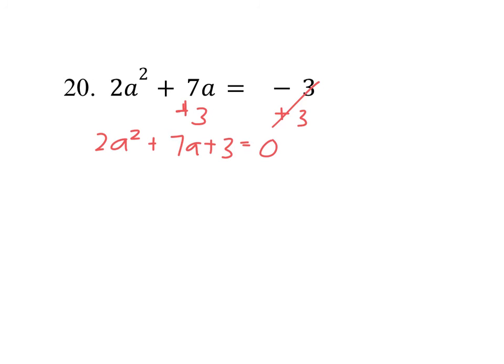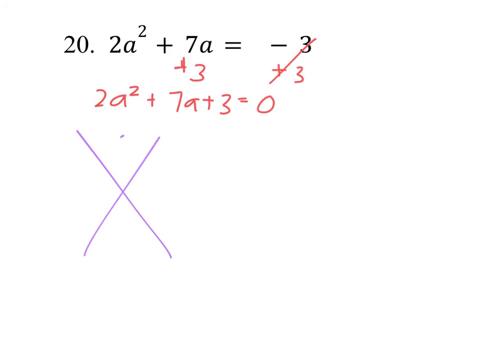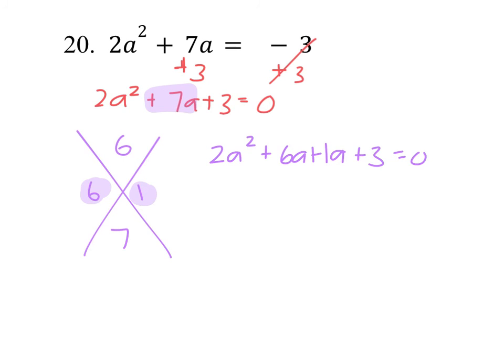But in order to get those two middle terms to replace that 7a, we need to create our product sum chart. So a times c goes on top, 6 on top, 7 on bottom. The only thing that multiplies to give me 6 and adds to give me 7 is 6 and 1. So we're going to go ahead and rewrite this 7a with a 6a and a 1a. It doesn't matter which order you put it in. So I've got 2a squared plus 6a plus 1a plus 3 equals 0. All I did was replace that middle term with 6a plus 1a.